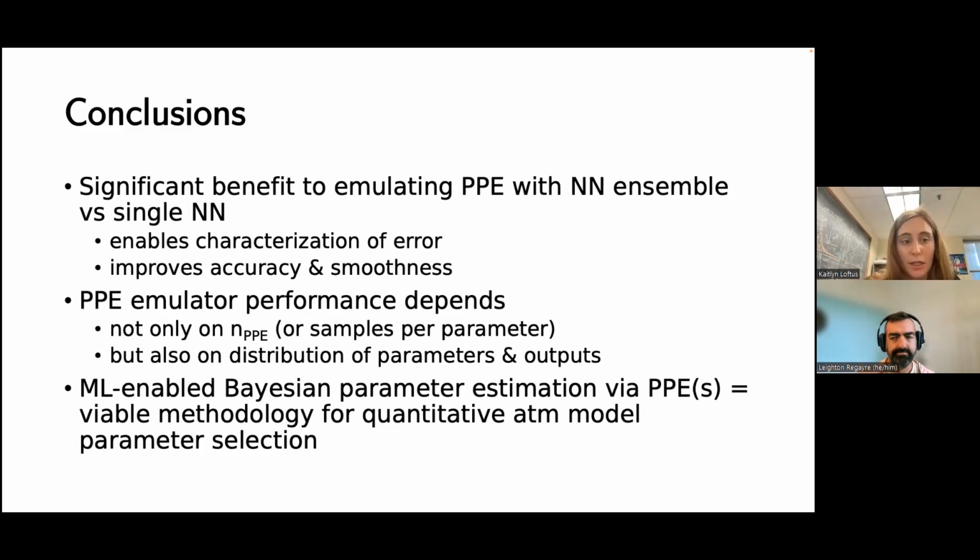We see that the emulation of the PPE depends not only on the number of PPE samples or the number of samples per parameter, but also on the distribution of parameters and the distribution of outputs we're trying to emulate. And then finally, I'll just say that this machine learning-enabled Bayesian parameter estimation via PPEs appears to be a viable methodology for quantitative atmospheric model parameter selection.